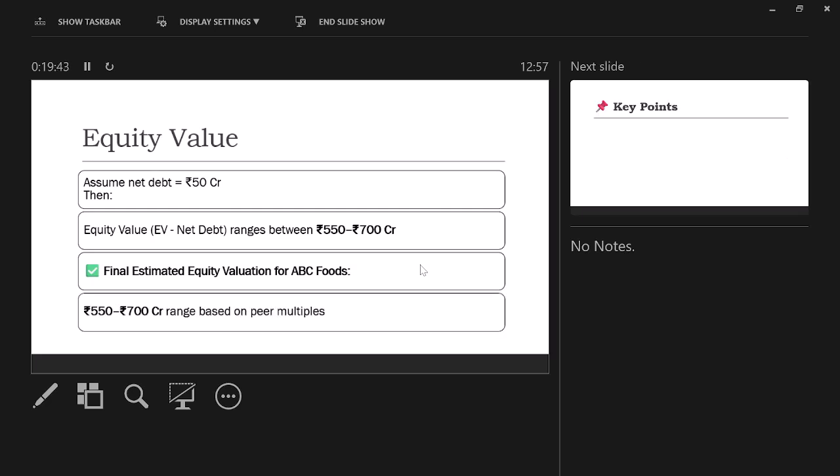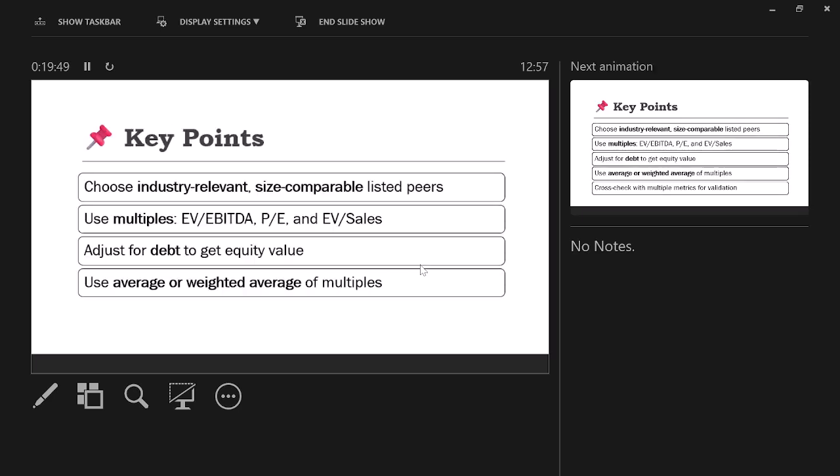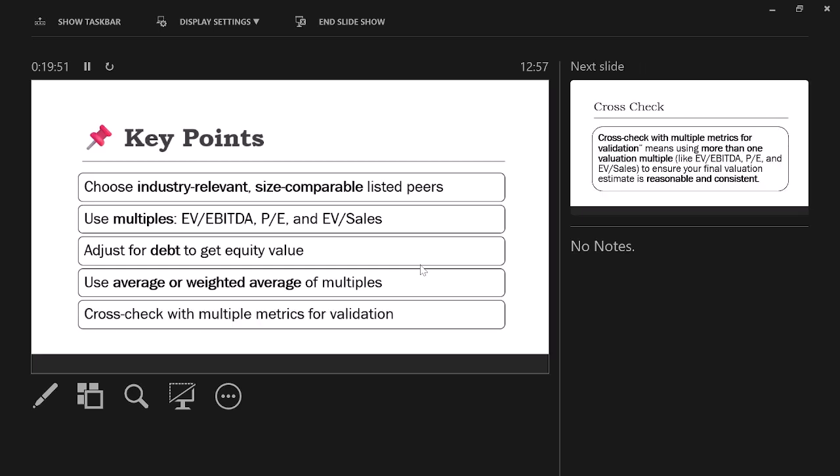So anyway, I'll just show the full calculation again. Just read these key points and then we'll check the calculations also here.